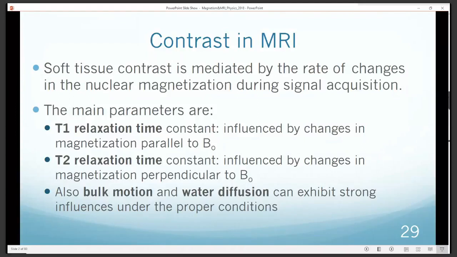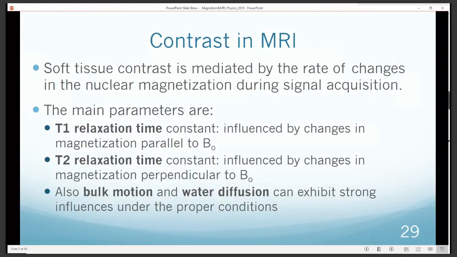Now I want to move to talking about properties of MRI, the image quality properties, and the most important one is contrast. The reason MRI is so useful is because soft tissue contrast is very high, and not only that, it's very easy to manipulate soft tissue contrast. So with different MRI imaging techniques, you can make certain tissues stand out more, certain types of cells stand out more.